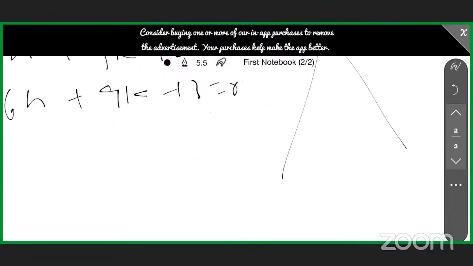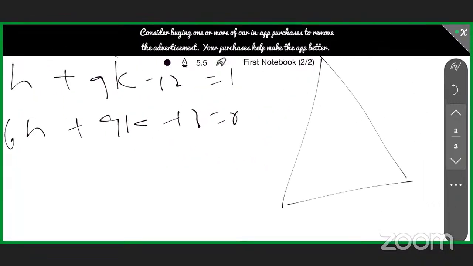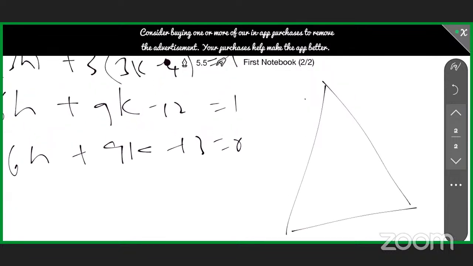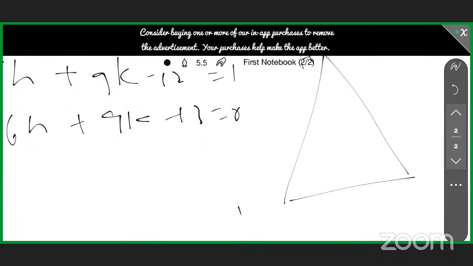The diagram now. Listen carefully to the diagram. So this is my triangle A, B, C. Correct? They are given the points A and B, and they told that the locus is on the line.